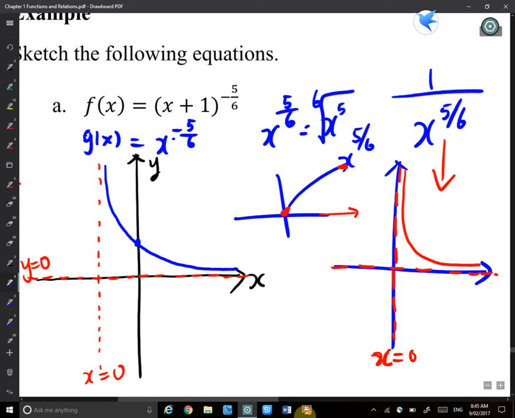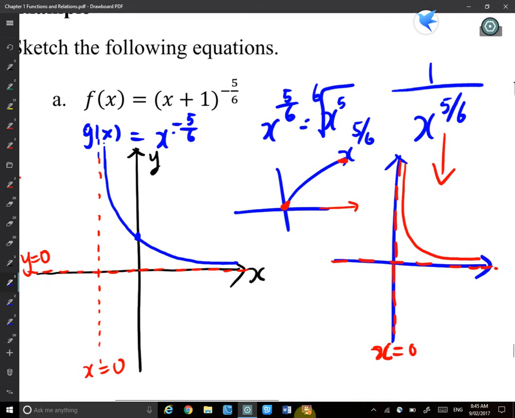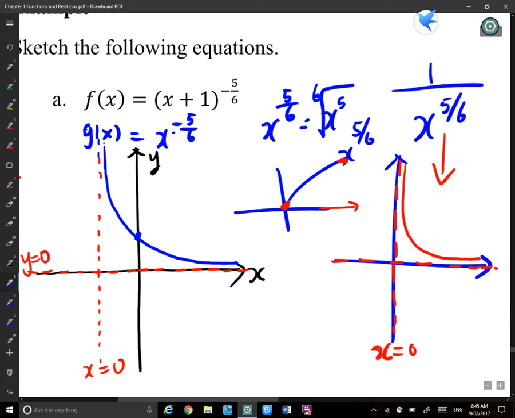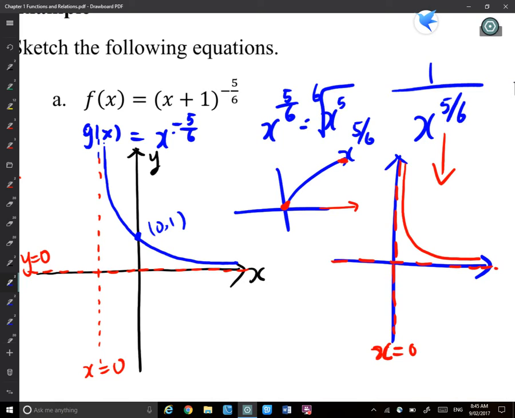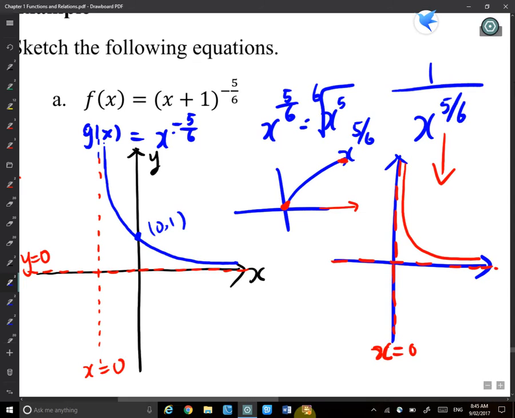That is the graph. So we have 0 and 1 here. We better label another point. We can label 1. It's not necessary to be any number you can calculate. Maybe just label x equals 1. 1 plus 1 is 2. So it's 2 to the power of -5 over 6. You can leave your answer like that.